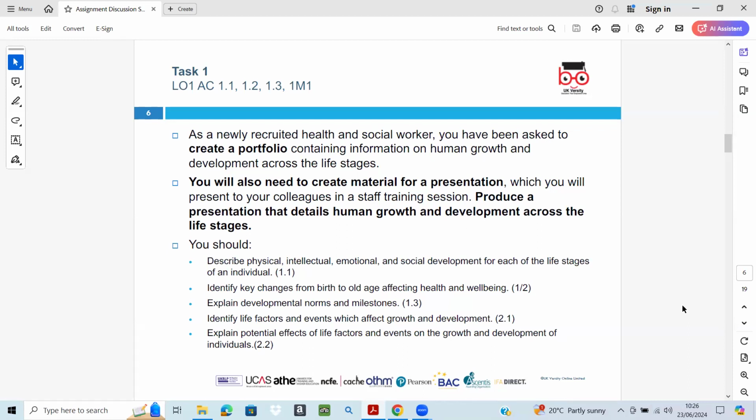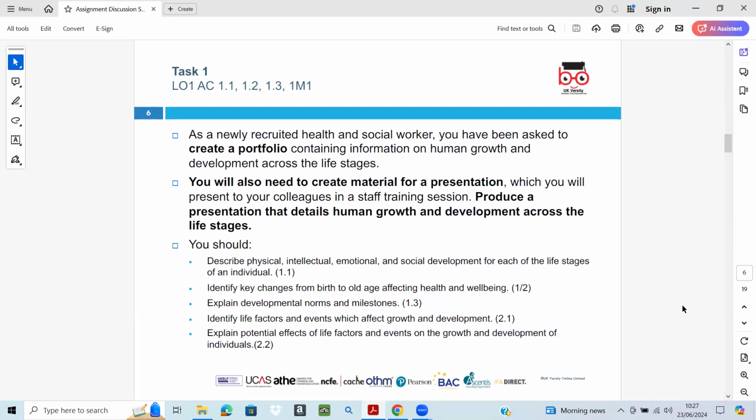Okay. So what we need to do is, as a newly recruited health and social care worker, our task is to create a comprehensive presentation detailing human growth and development across the various stages of life. And here are some key points to cover in your presentation. We need to describe physical, intellectual, emotional, and social development for each life stage, and that is the assessment criteria 1.1.